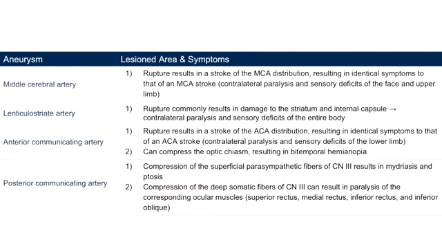This is Table 8.5, which provides a list of clinically relevant aneurysms and the associated lesioned area and symptoms. From this table, we can see that rupture of an aneurysm in the MCA results in a stroke of the MCA distribution, resulting in identical symptoms to that of an MCA stroke, which is contralateral paralysis and sensory deficits of the face and upper limb.